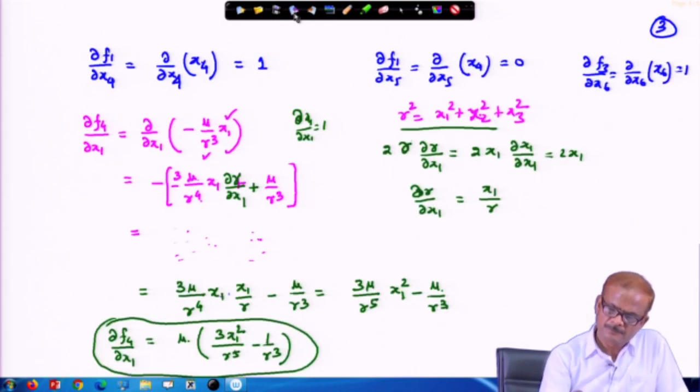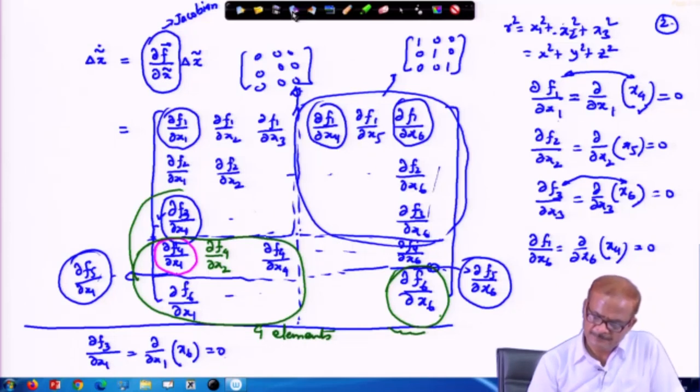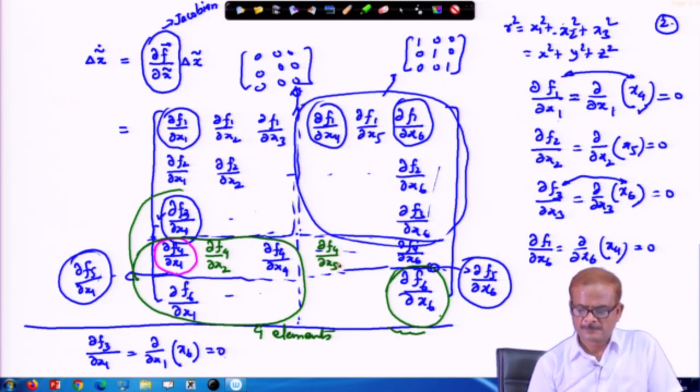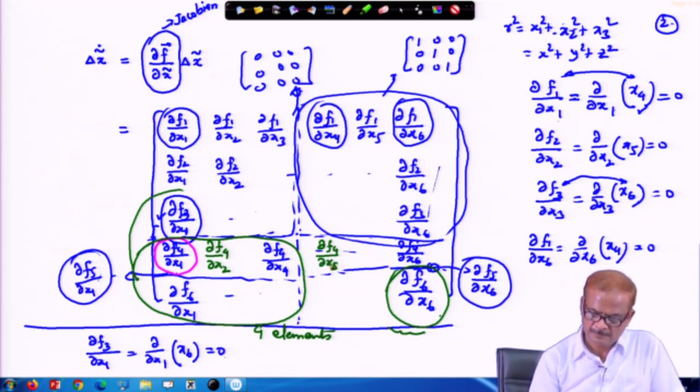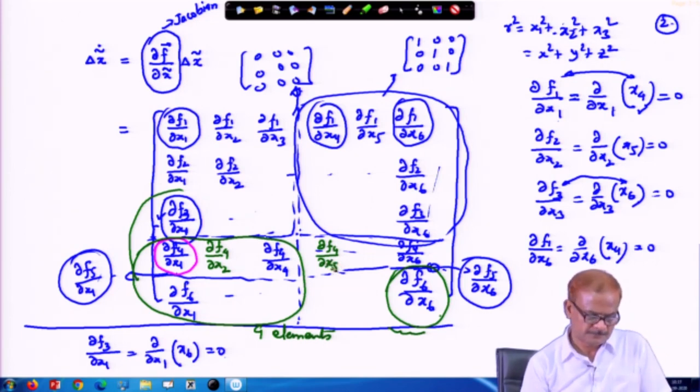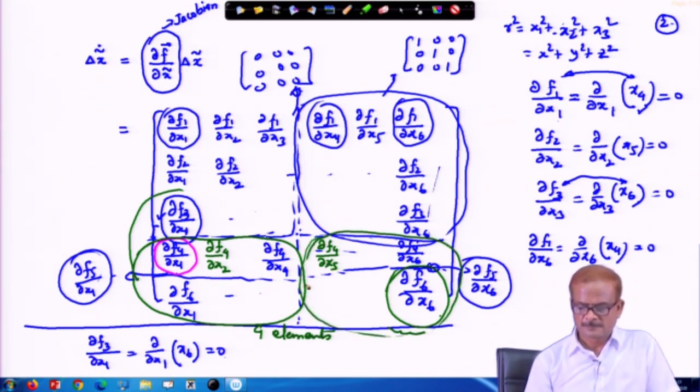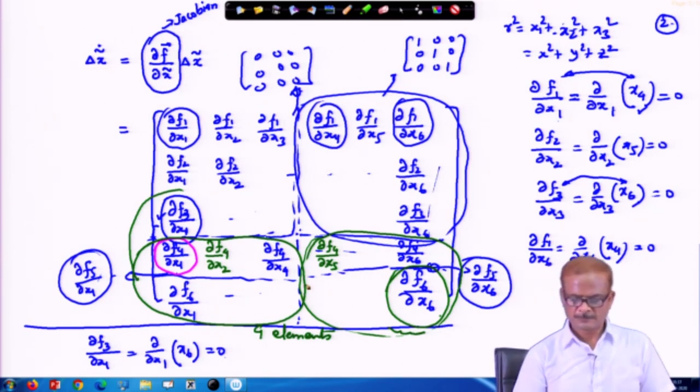Now, the only term that we are left with is here in this row, ∂f4/∂x5. This we have to work out, this particular partition.